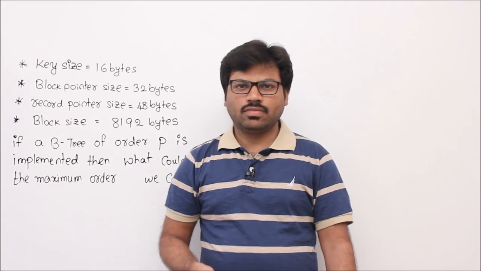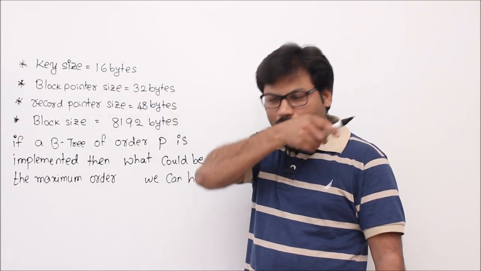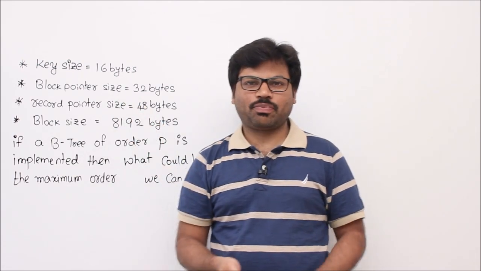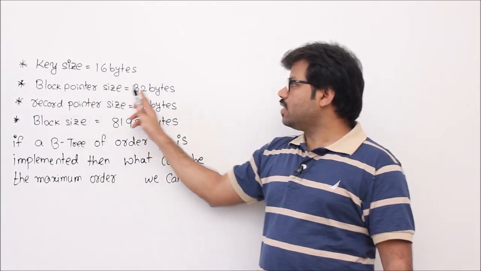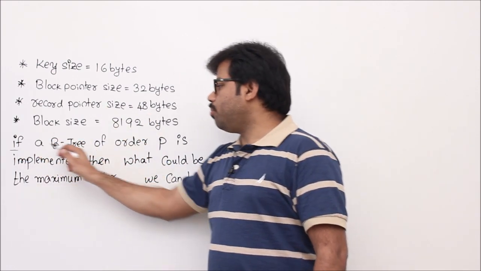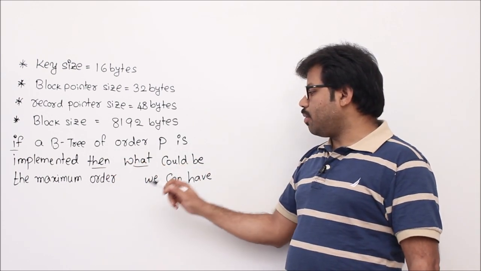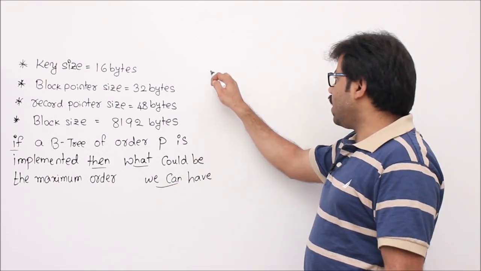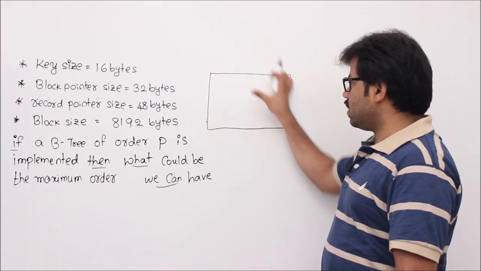Okay. Let's solve this interesting problem. Key size is 16 bytes and block pointer size is 32 bytes. Record pointer size is given, block size is given. Now the question is, if a B tree of order P is implemented, then what could be the maximum order we can have? That means, what is the maximum order B tree we can implement? The only restriction we have is, example, this is your B tree node. So far this is just logical imagination.